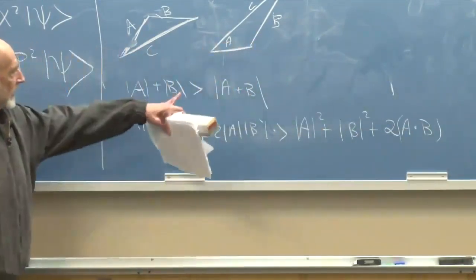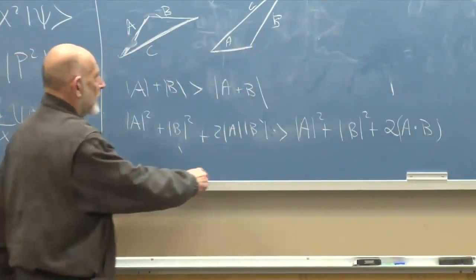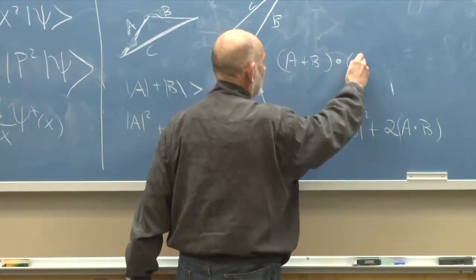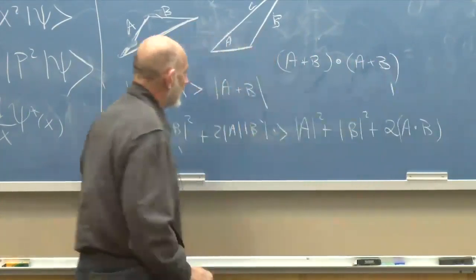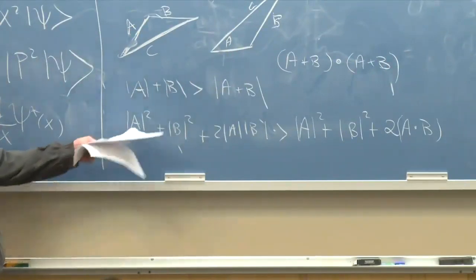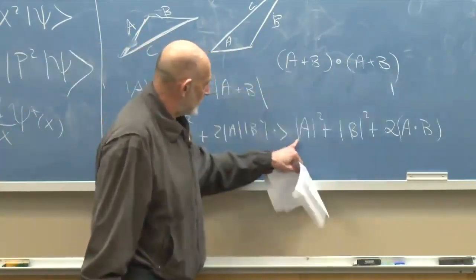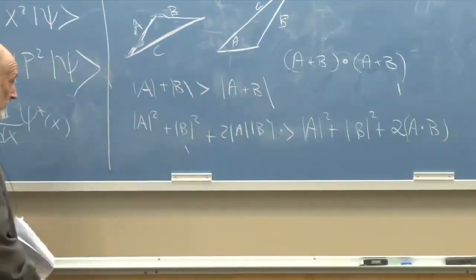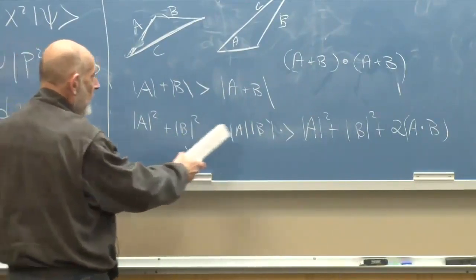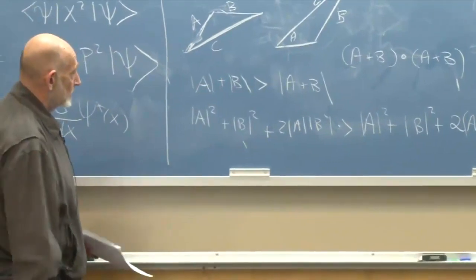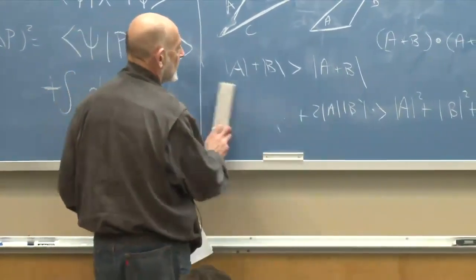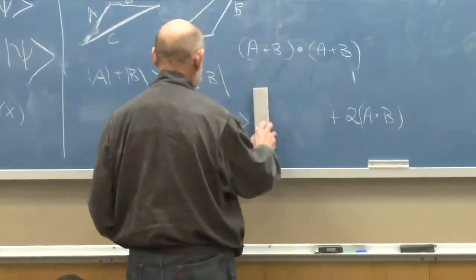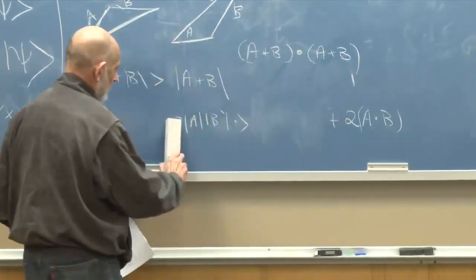Where did I get that from? I wrote that A plus B squared is just A plus B dot A plus B. That's the square of the length of a vector, and that's A squared plus B squared plus twice the dot product of A and B. And so we have now an inequality from which we can erase A squared and B squared from both sides. Here's another form of the triangle inequality. Let's erase the 2's.